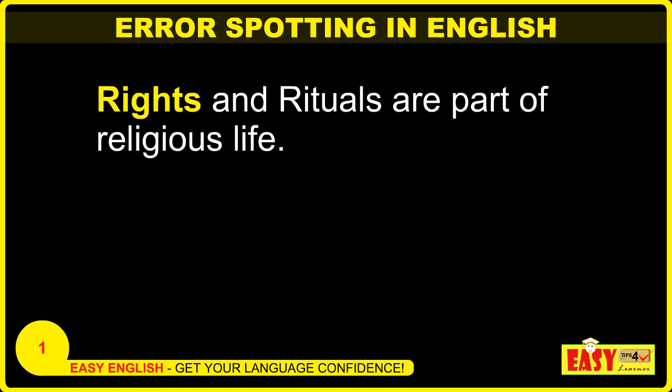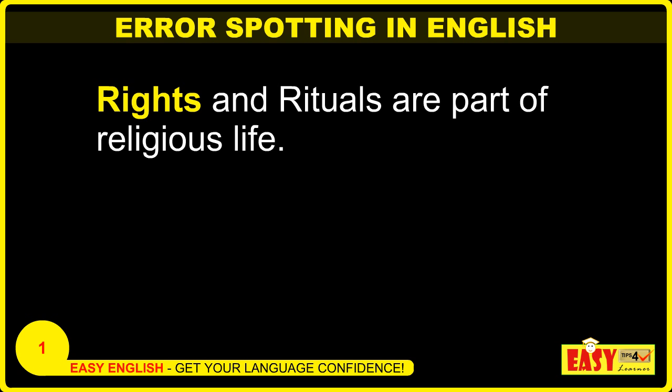Now look at the next sentence. Rites and rituals are part of religious life. What do these rites and rituals mean? We all have certain kinds of customs and traditions and a kind of heritage, a practice that we follow in our spiritual or religious life. So that is the meaning conveyed over here. Rites and rituals are part of religious life. R-I-G-H-T-S, rights. What does this right mean over here? Free will.